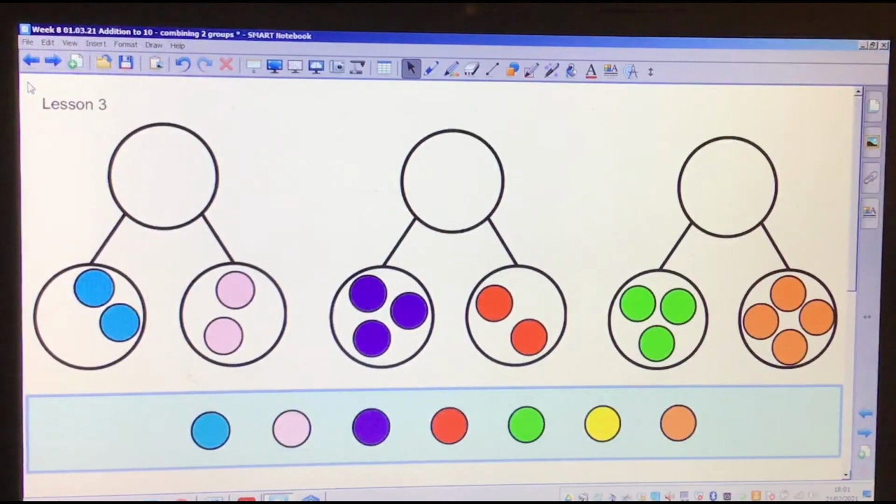Now it's your turn to work out how many dots there are altogether in the other two part whole diagrams. How many purple and red dots are there altogether? And how many green and orange dots are there altogether?